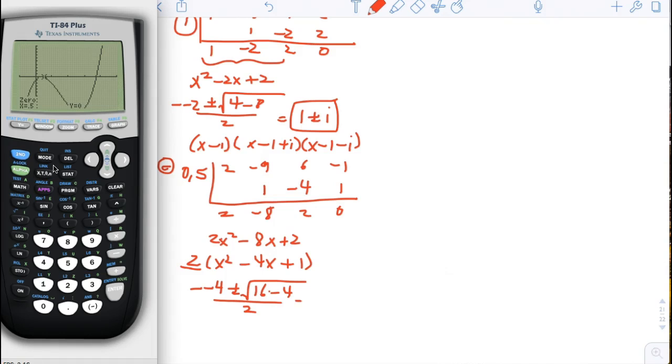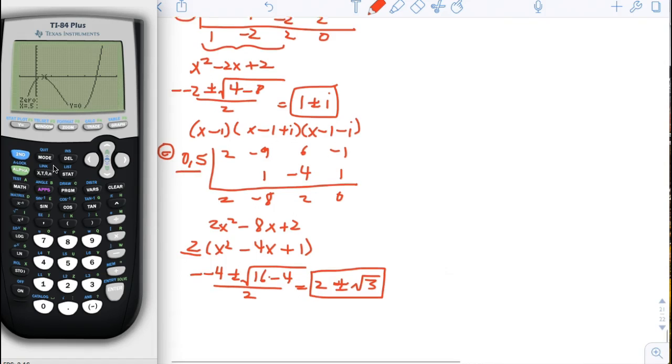So that would be positive 2, because negative 4 divided by 2 is positive 2, plus or minus the square root of 16 minus 4, which would be the square root of 12. The square root of 12 is 2 square root of 3. 2 square root of 3 divided by 2 is square root of 3. So 2 plus or minus square root of 3. So those are two roots, and this is one of the roots.